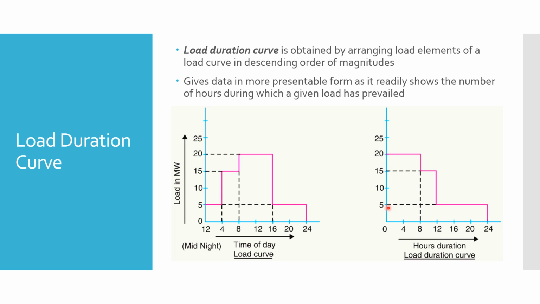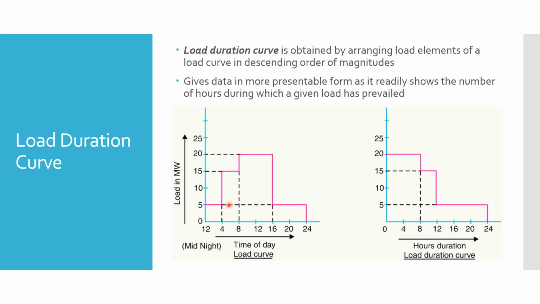So to serve this 5 megawatt for 24 hours, you will run the thermal power plants for 24 hours. Then for this extra 10 megawatt during the 12 hours, you can run a hydroelectric power plant for that time of 10 megawatt. And then you can run a nuclear power plant of 5 megawatt for these 8 hours. So this is how generation schedules are made using load duration curves.